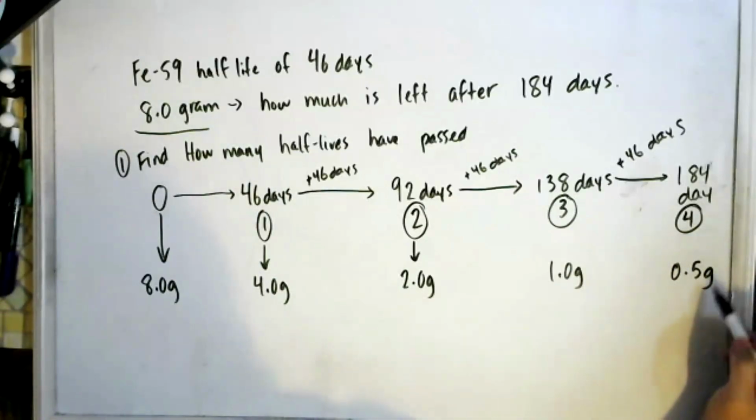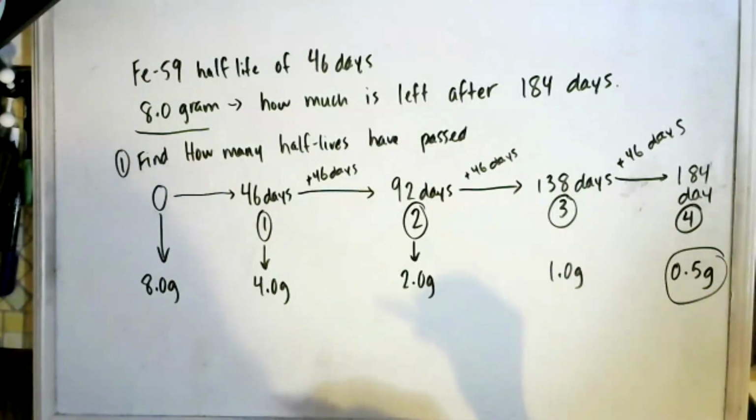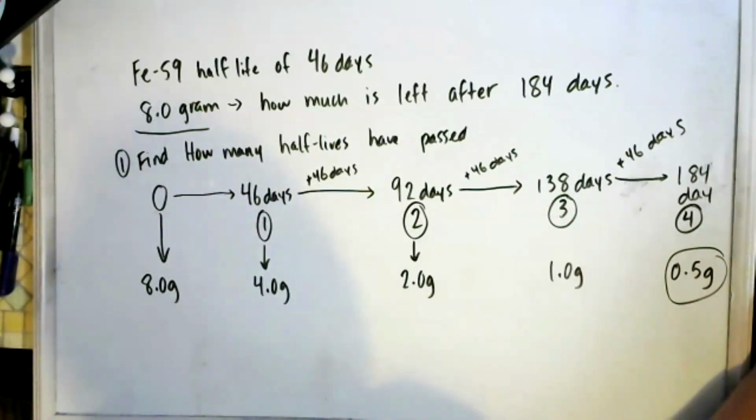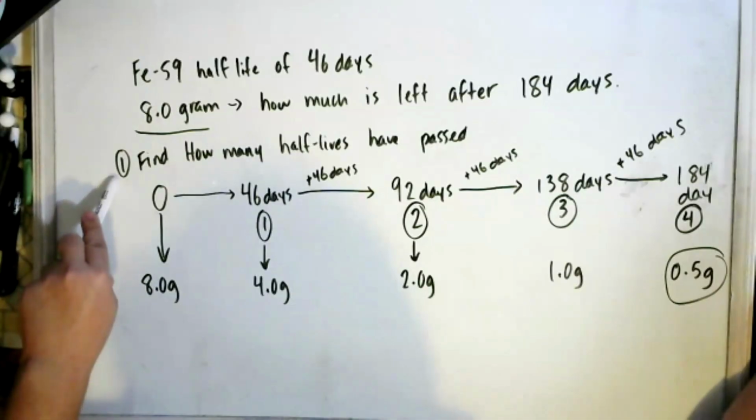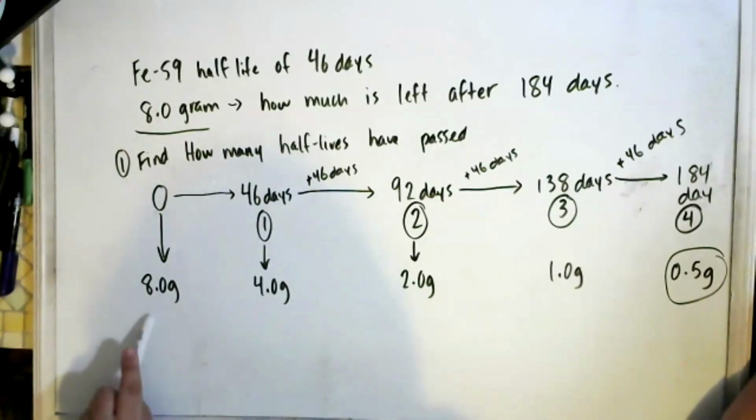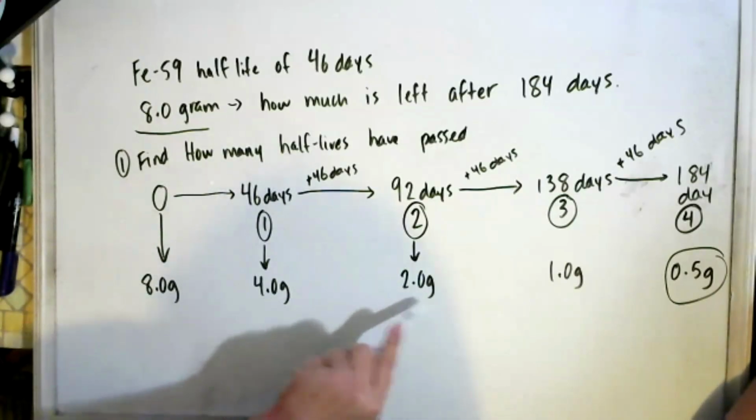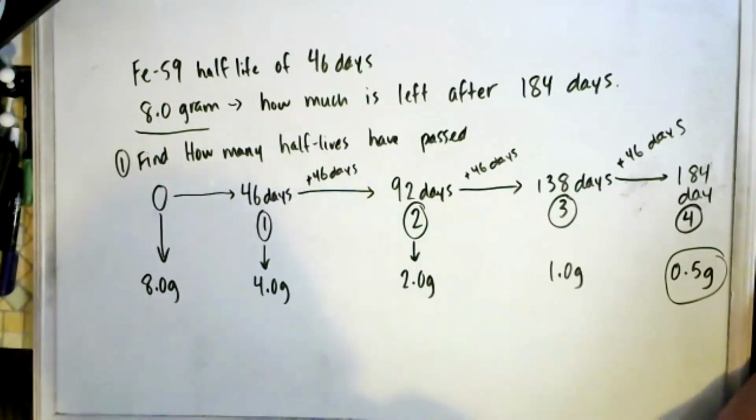Okay. So this is the amount that we're going to be left with after those 4 half-lives have gone by. But our steps are, first, find how many half-lives have passed, and then use that to help you figure out how much is left after that number of half-lives have gone by.